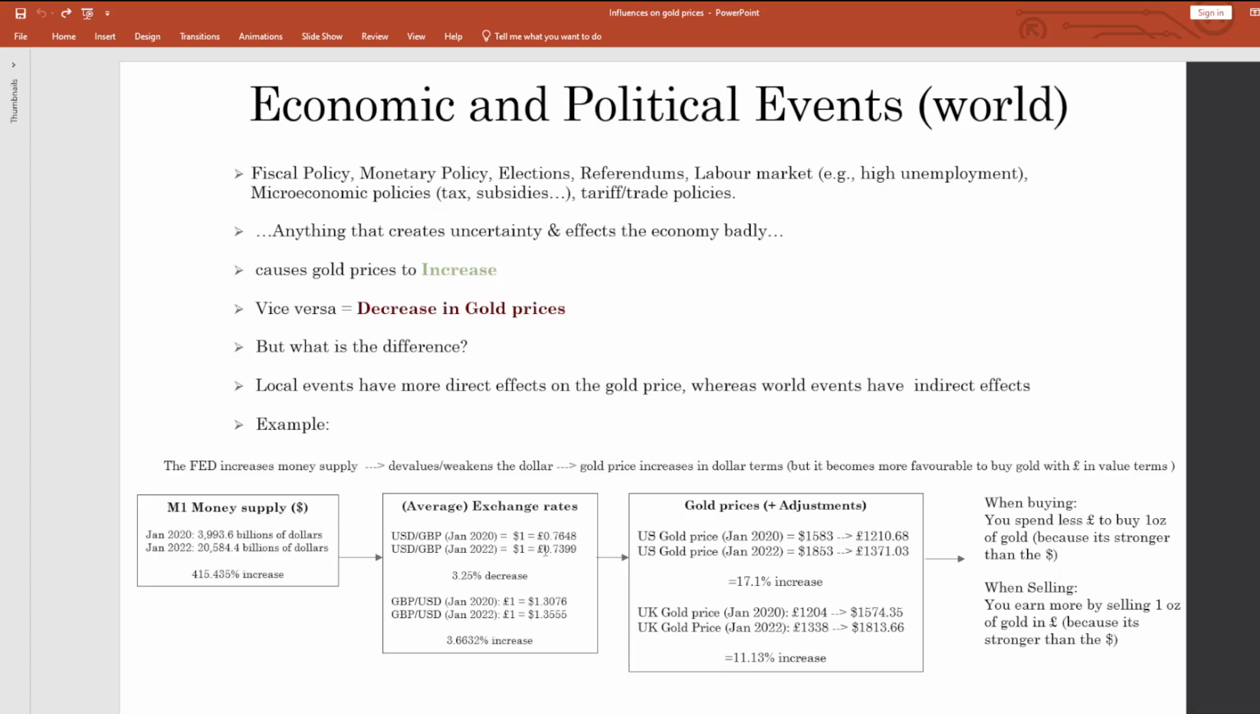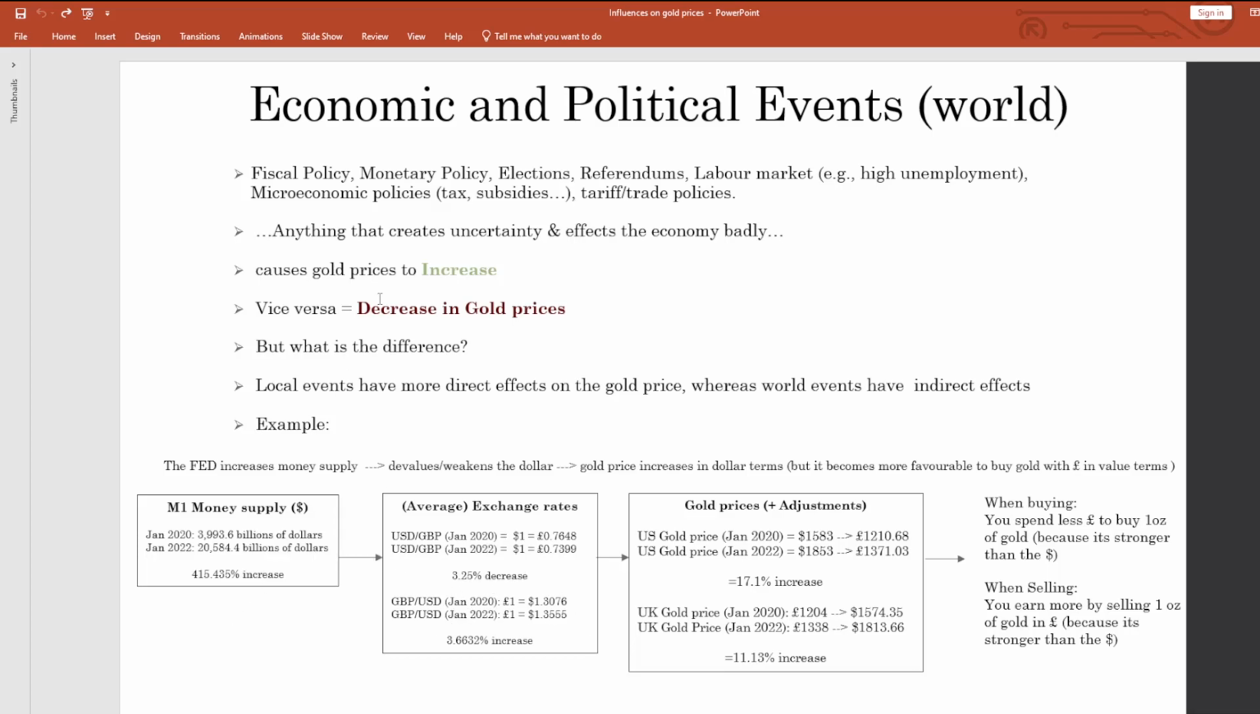But when we look at it the other way around, let's look at GBP to USD. In 2020, £1 was $1.30, almost 31, and in 2022, £1 was $1.35 or 36 cents. So the pound became stronger relative to the dollar by 3.66%. Now bear in mind that these values are averages, the average of the month. They're not the actual price on that date. It's the average of the whole month. So that's why there's a bit of a difference in the percentages here. But you get the idea.